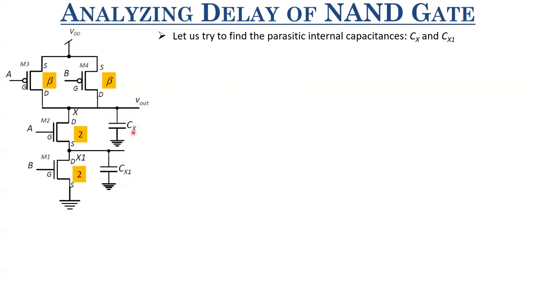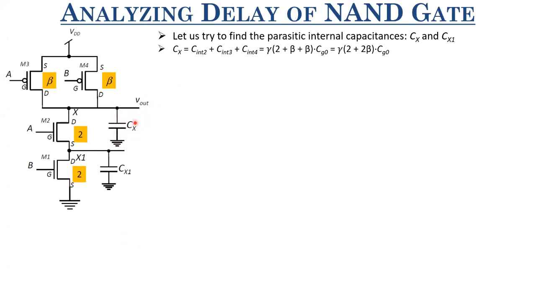So note here that Cx is the intrinsic capacitance, which is coming out due to the inherent capacitance components in these MOSFETs, and it's not containing C external. So let us try to find out the values of this Cx and Cx1. Why are we trying to find this? It will become very clear once we analyze their delay, but first let us try to find out these internal parasitic capacitances. So let us first focus our attention on this Cx.